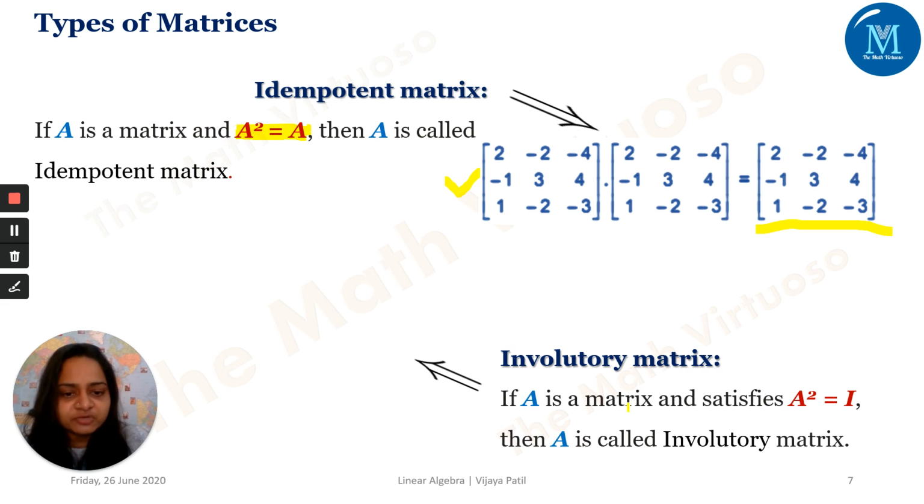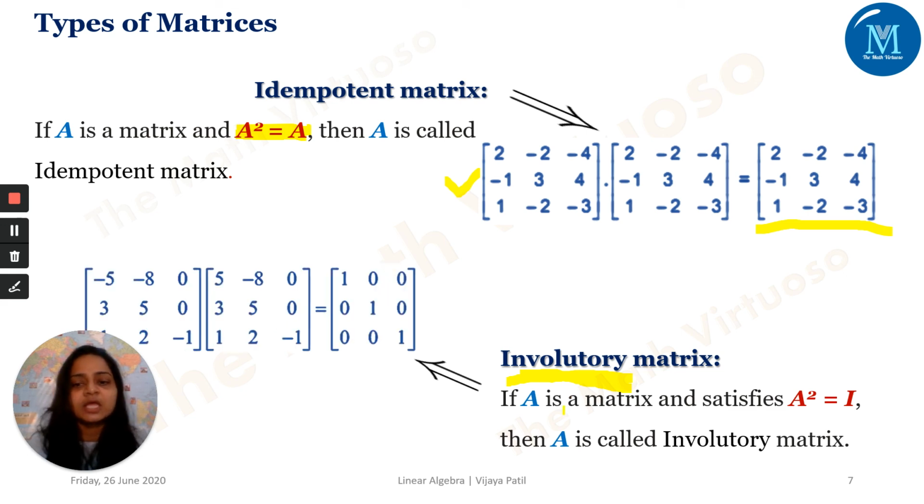Next is the involutory matrix. Most books have different spellings of this; some say involutory, some might write it differently. What is the definition? It says A square is equal to I. Again, the same thing: minus 5, minus 8, 0, 3, 5, 0, 1, 2, minus 1. Multiply these two matrices and check whether the product is capital I, that means I3, or not.